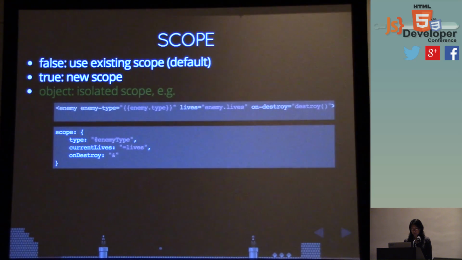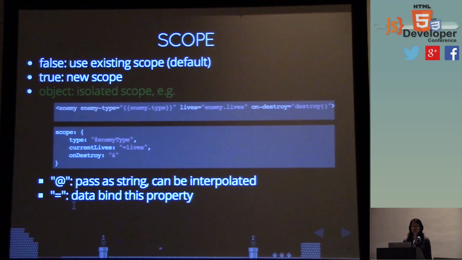If you pass it in as an equal sign, that means you're asking Angular to data bind that property. So here, you'll notice that there's no braces, it's just enemy.lives, and that is an object, or in this case, a property on an object. And finally, this one's not used as often, but you can pass in an ampersand, and that means that whatever that property is a function or an expression. And that allows you to call it within your directive. So it's useful for callbacks from within your directive back out to your parent scope.